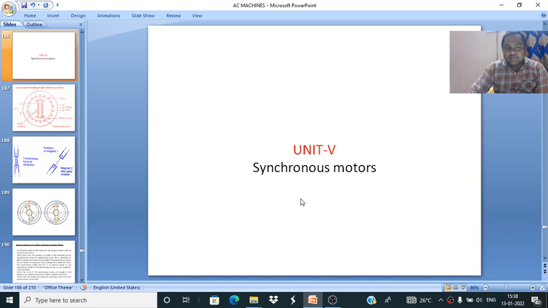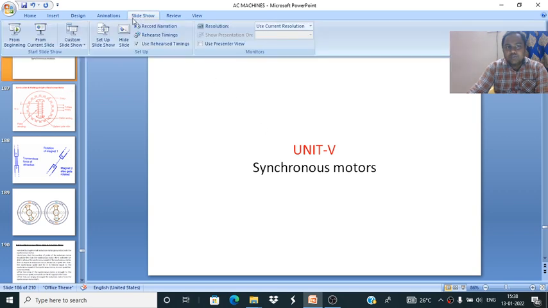My dear students, now we discuss Unit 5, Synchronous Motors. Already synchronous generators, alternators are over. Now we discuss synchronous motors. So what is a synchronous motor? We know that a motor converts electrical energy to mechanical energy. But what is the difference between synchronous motors and other motors? Synchronous motors rotate at constant speed. Already we know the term synchronous means a constant speed motor.